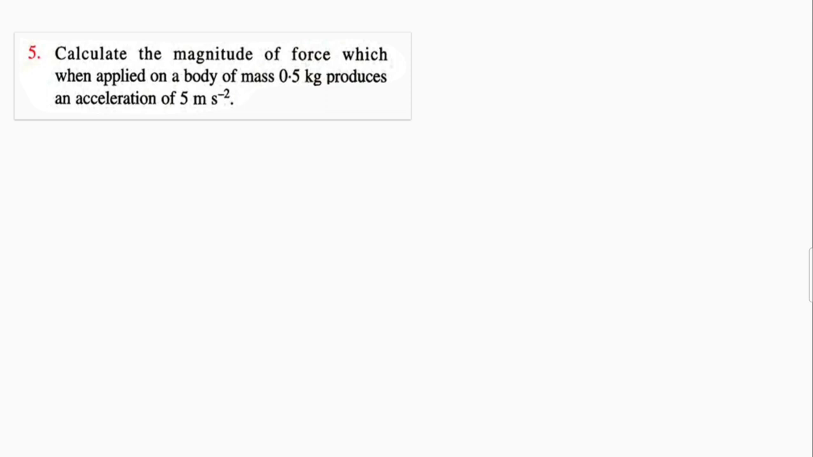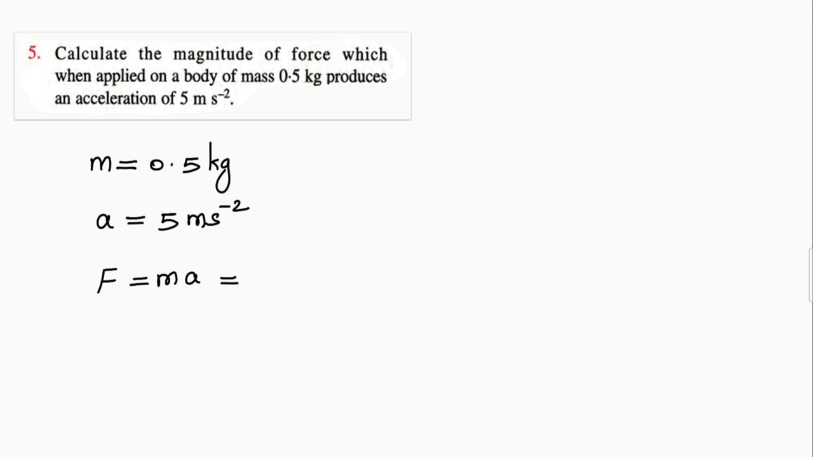Question number 5. Calculate the magnitude of force which, when applied on a body of mass 0.5 kg, produces an acceleration of 5 meters per second square. Data. Mass is 0.5 kg and acceleration is 5. Very simple, straightforward question. Force is equal to ma. Mass is 0.5 and acceleration is 5. So the answer is 2.5 newtons.